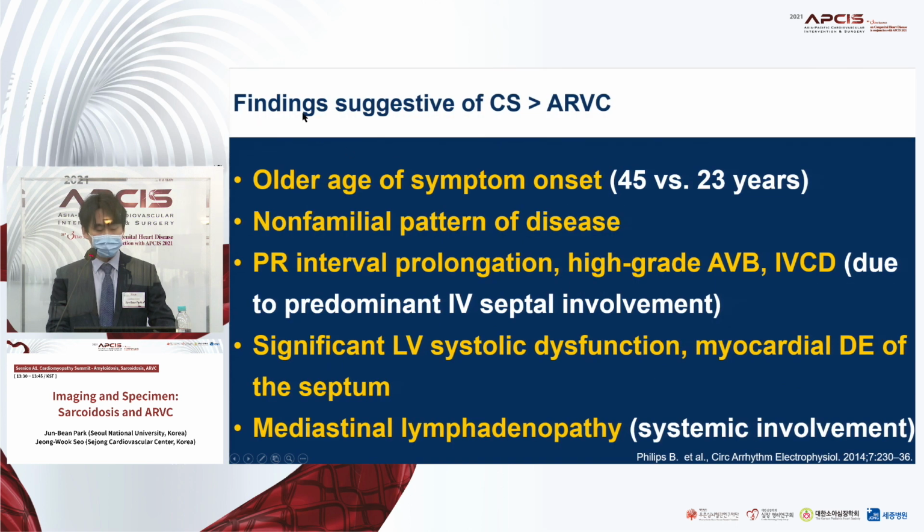Some findings more suggestive of cardiac sarcoidosis than ARVC are like this. Older age of symptom onset. One study showed that the mean age for symptom development is 45 years for cardiac sarcoidosis, but 23 years for ARVC. Also a non-familial pattern of disease, and PR interval prolongation, high-grade AV block, and interventricular conduction disturbance due to predominantly interventricular septal involvement. Myocardial delayed enhancement involving the septum is also a feature of cardiac sarcoidosis. And we can also take a hint from mediastinal lymphadenopathy because cardiac sarcoidosis is a systemic disease.